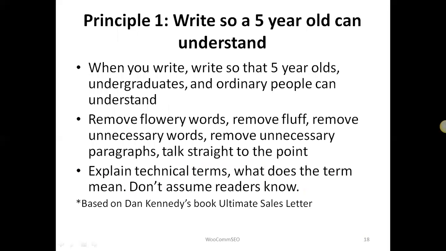So principle number 1 is to write so a 5-year-old can understand. When you write and when you research, write so that it's easy to understand for ordinary people. So that even undergraduates and ordinary people can understand. You don't want to talk to the brightest, the most academic, the one with 100% grade in school. You want to talk to the ordinary people who have low grades in school. They may have a C grade in English. They may not have the vocabulary that you have.